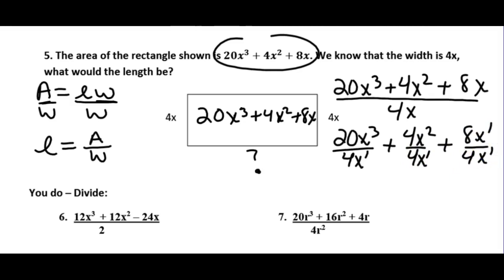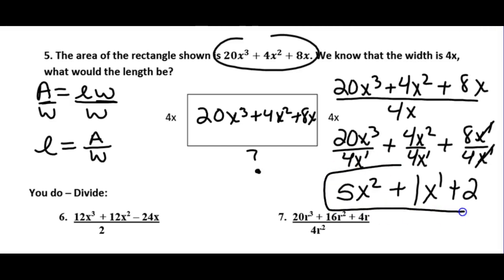And then simplify each one. 20 divided by 4 is 5. More x's on top, and how many more? 2. Plus 4 divided by 4 is 1. More x's on top. How many more? 1. Plus 8 divided by 4 is 2. And my variables will cancel there because there's 1 on top and 1 on the bottom. And there's my answer for the length.